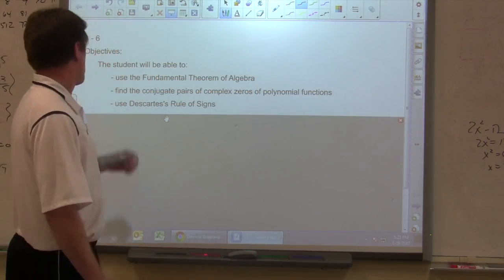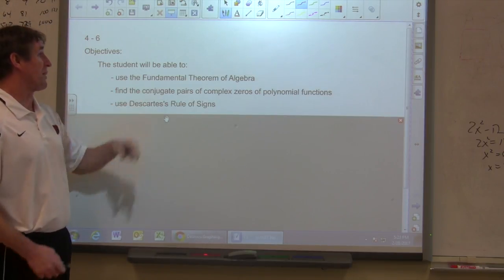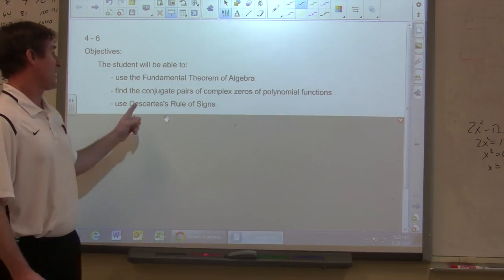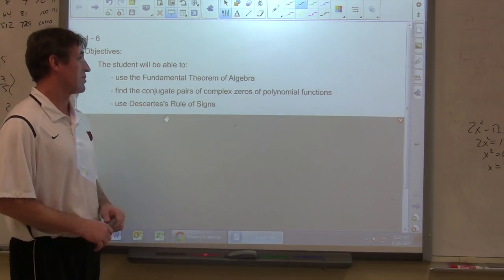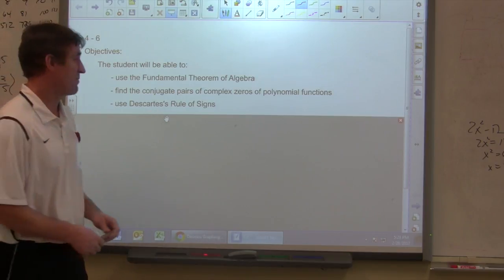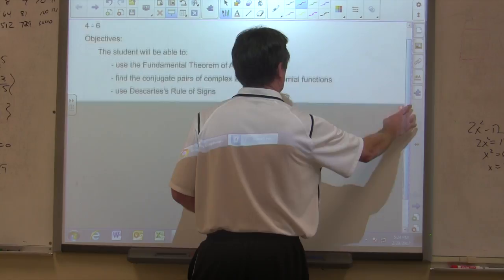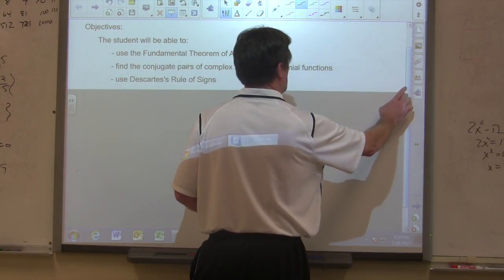All right, so this is section 4.6. Our objectives for today are that the student will be able to use the fundamental theorem of algebra, find the conjugate pairs of complex zeros of polynomial functions, and then use Descartes' rule of signs. So this will be a lot of stuff the same and a lot of stuff new also, or use different things.